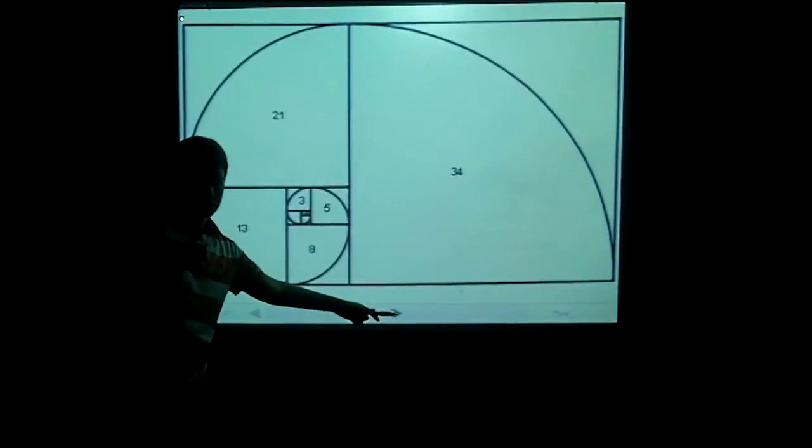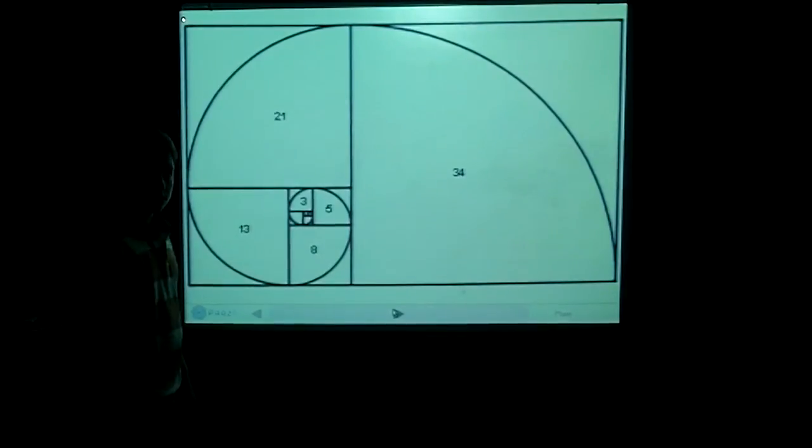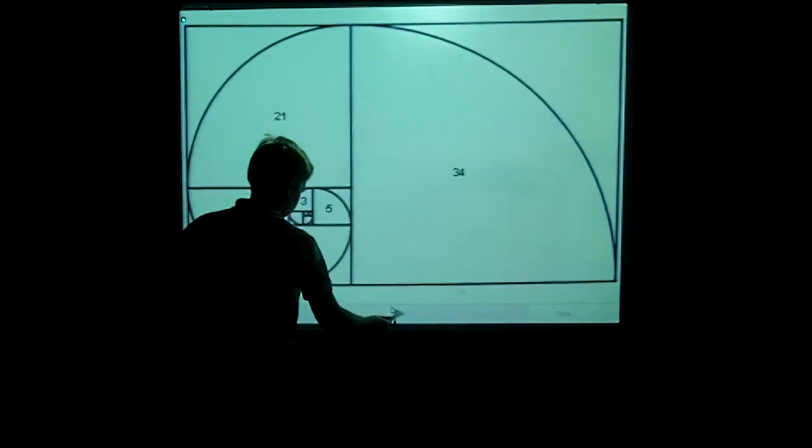So if you kept going, it'd be like Gary's snail. What? Yeah, it'd be like an infinite spiral. Oh my god. Dude, Gary's snail is my favorite.